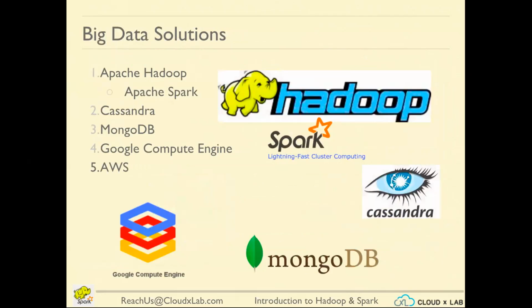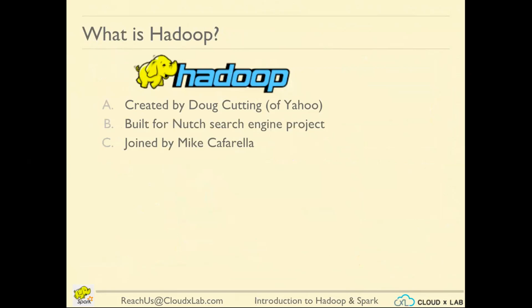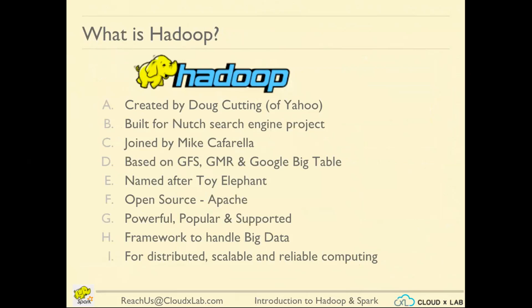There are quite a few solutions to handle humongous data, and one of the most popular ones, and the one that gives us complete control, is Hadoop with Spark. Hadoop was created based on Google File System. It's a suite of components, all of which are distributed, scalable, and reliable. It started with three components.